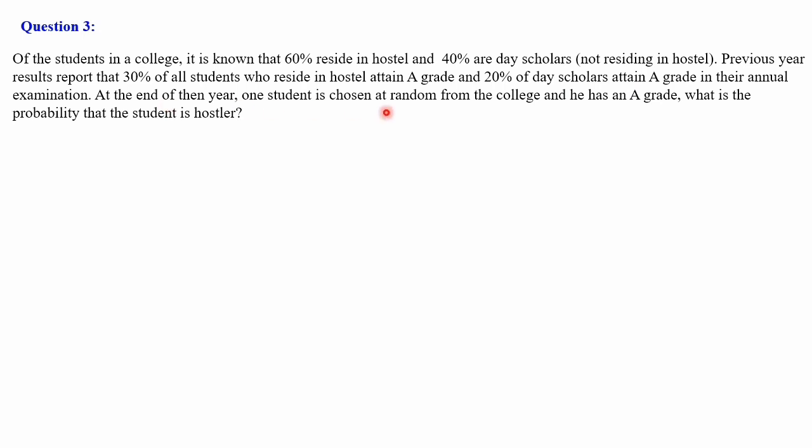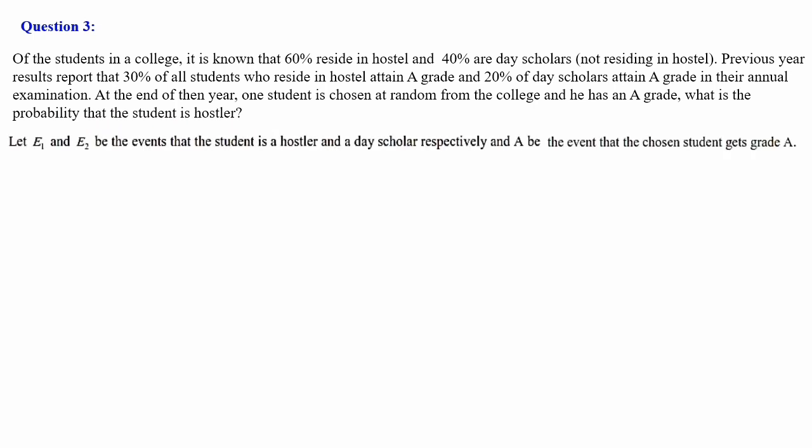And we have to find out, if a student chosen at random has an A grade, the probability that the student is a hosteler. Surely it is a reverse probability. Using Bayes theorem, we have to calculate the required probability. As before, let's define E1 and E2. Let E1 and E2 be the events that the student is a hosteler and a day scholar respectively, and A be the event that the chosen student gets A grade. This we have already discussed.